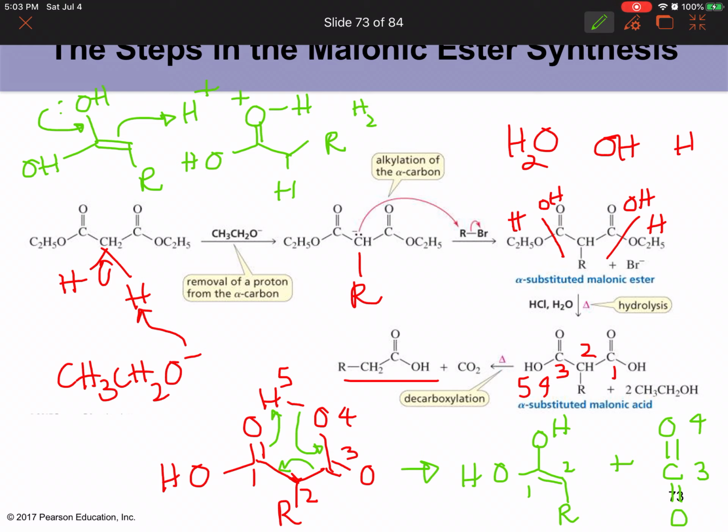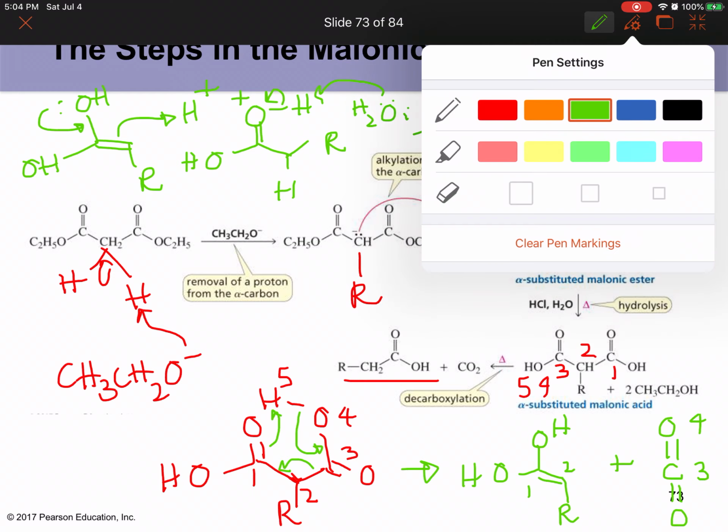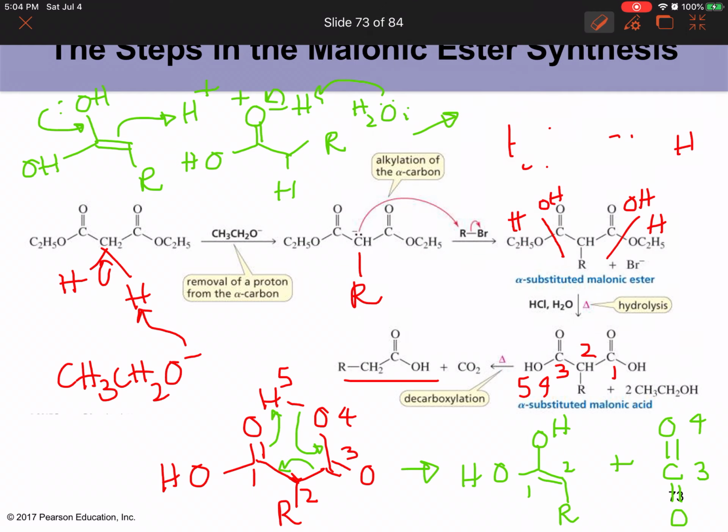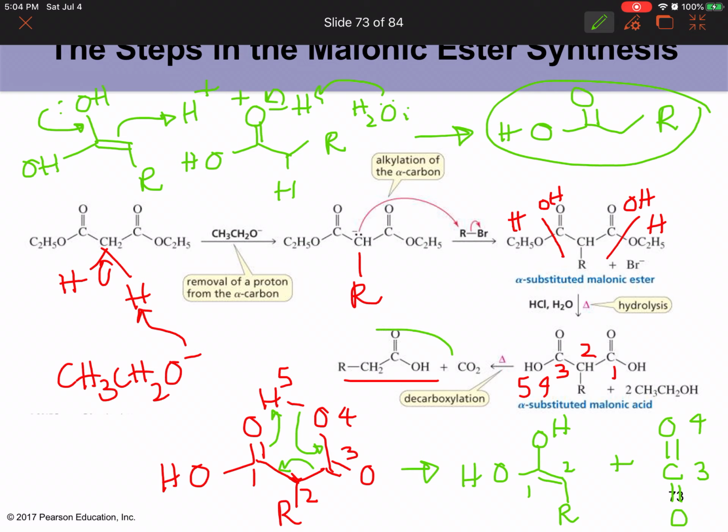Another water molecule comes and takes this hydrogen, and this will give you this OH, CO, CH2R. This molecule right here is the same as this one here. You see, that's what happened. Alkyl group and then the carboxylic acid.